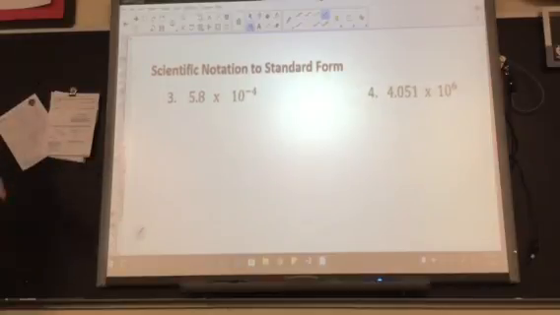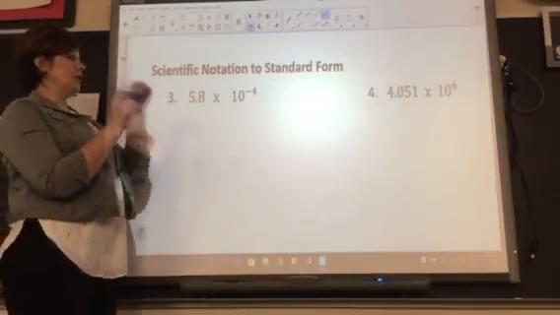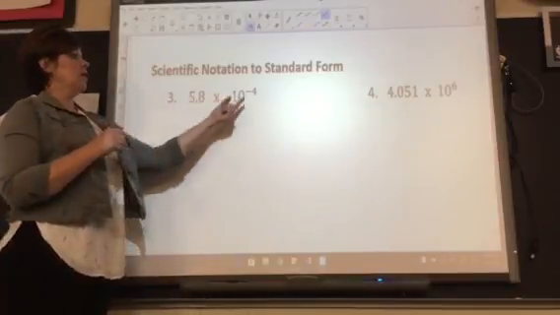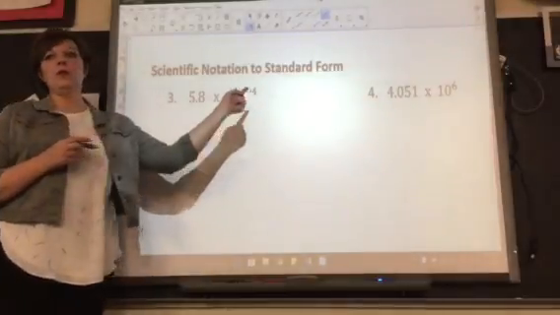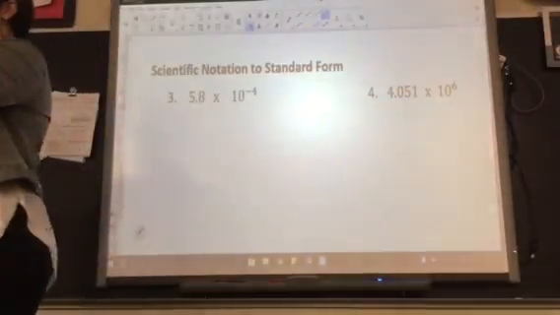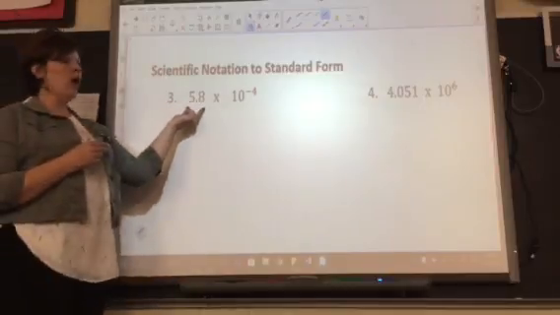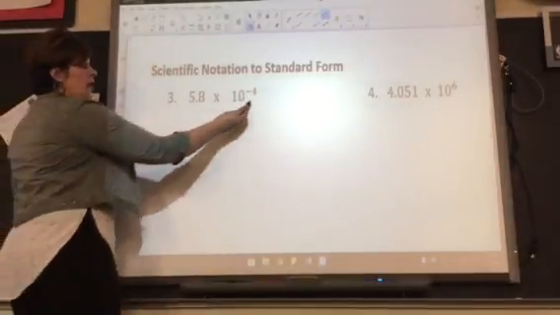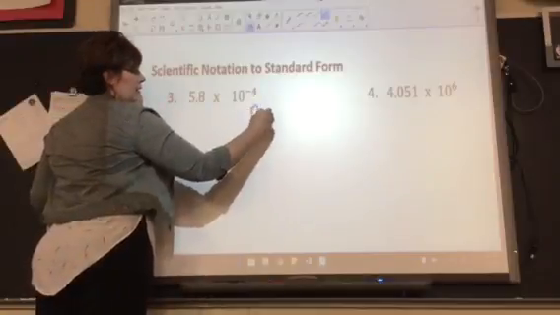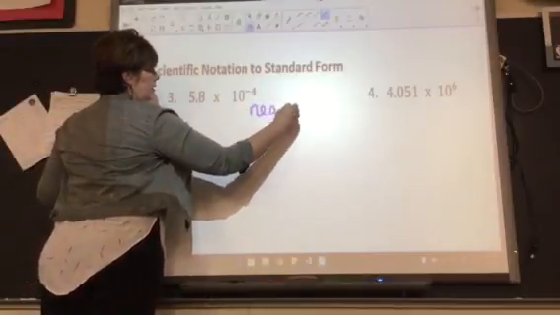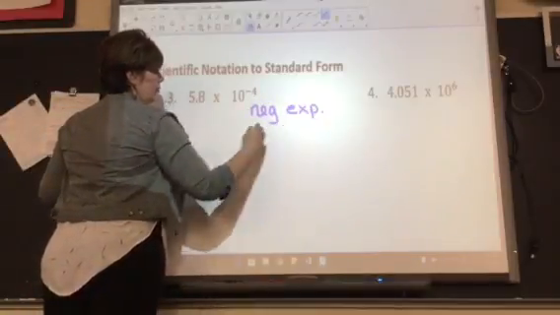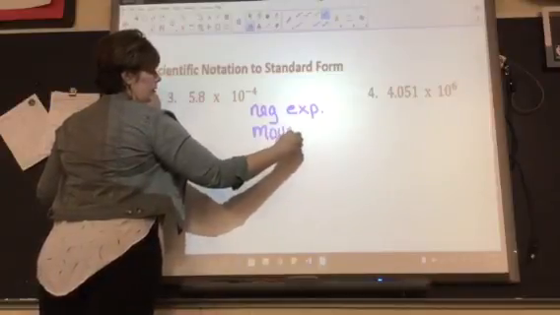Okay. All right, scientific notation to standard form. So now we're going to go from scientific notation to standard form. So what did we say about a negative exponent? When I have a negative exponent, I know that my number is going to be way less than 1, much smaller than the one I started with. So a negative exponent means that I move to the left.